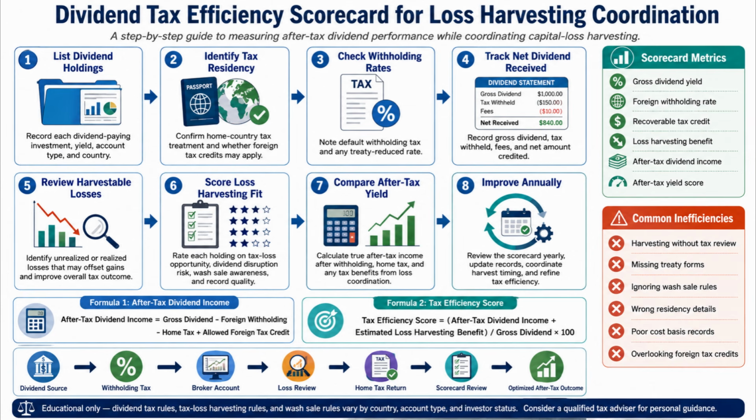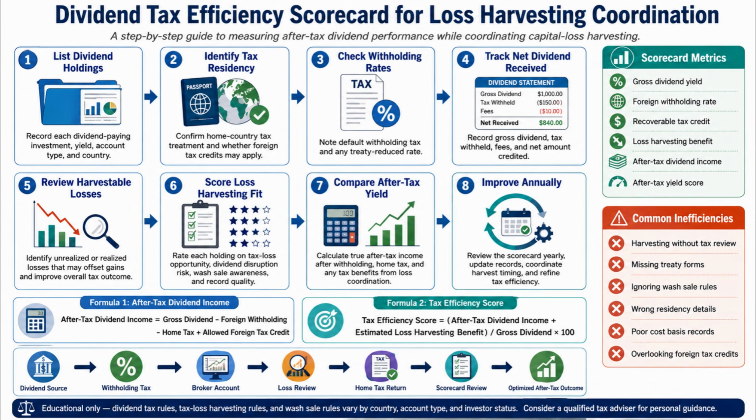After that, compare the after-tax yield. Calculate the true income after foreign withholding, home tax, and any tax benefit from loss coordination. This gives a more realistic view than headline dividend yield, because a high dividend may not be attractive if taxes and poor records reduce the final return. Then, improve the scorecard annually. Review your records, update treaty forms, coordinate harvest timing, and refine tax efficiency before tax season. A yearly review can help avoid mistakes and make your dividend strategy more organized.